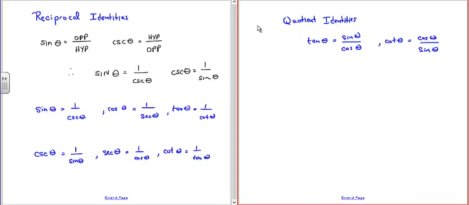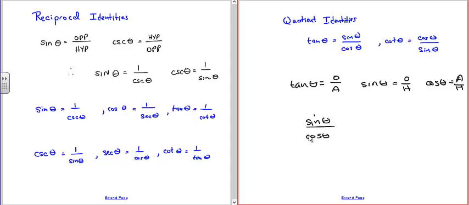Then we have the quotient identities, and I mentioned those as well. That's because if you think about the definition, the tangent of theta is opposite over adjacent. Sine of theta is opposite over hypotenuse, and the cosine of theta is adjacent over hypotenuse. So if we take the sine of theta divided by the cosine of theta, that's opposite over hypotenuse divided by adjacent over hypotenuse, and the hypotenuses cancel out, and you end up with opposite over adjacent, which is the definition of the tangent of the angle. So that's where the tangent comes from.